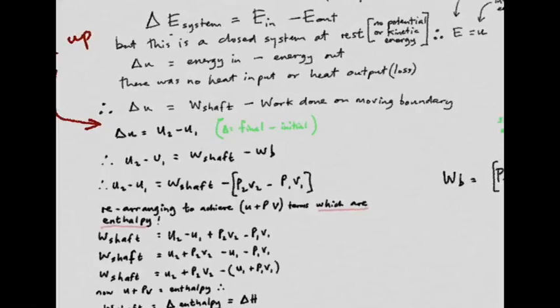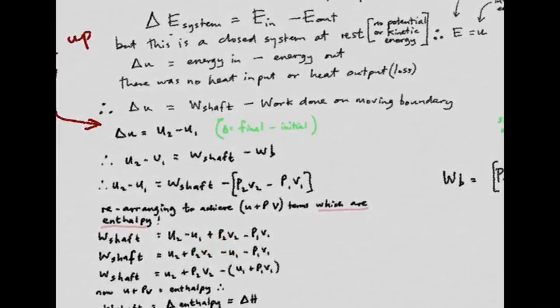So if we leave work done by shaft where it is, and we move P2V2 minus P1V1 to the left hand side effectively, we could get the equation to look like this. Work done by shaft equals U2 minus U1, that was on the left anyway. And then this lot here is going to cross the equal sign and change signs. And we would have work done by shaft equals U2 plus P2V2 minus U1 minus P1V1.